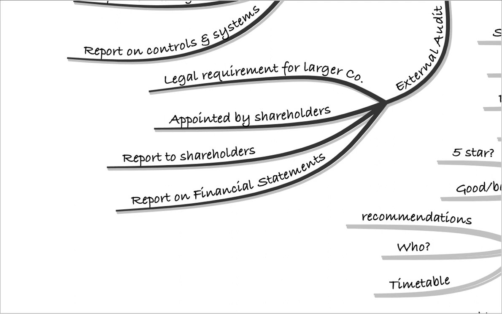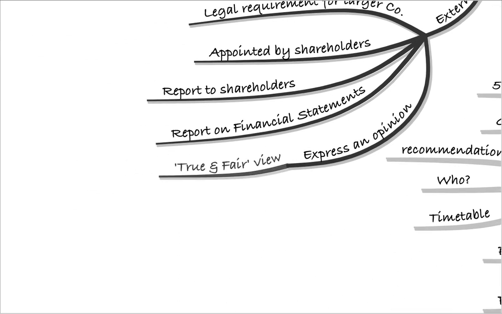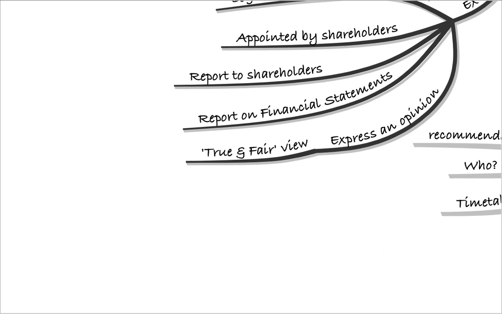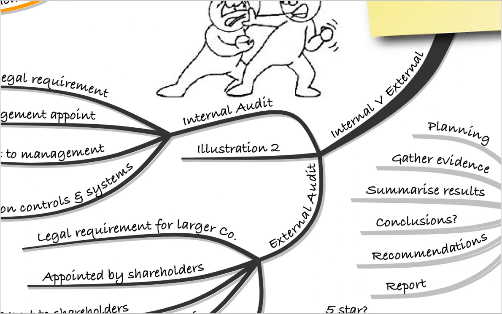They're not reporting on the internal controls and systems, although they will be interested in them to make sure that those controls and systems provide reliable financial information. But that's not what the report is about. The report is to express an opinion as to whether the financial statements present a true and fair view. That's what external audit are there to do. So we looked at illustration 2, which looked exactly at this point, comparing internal to external audit.